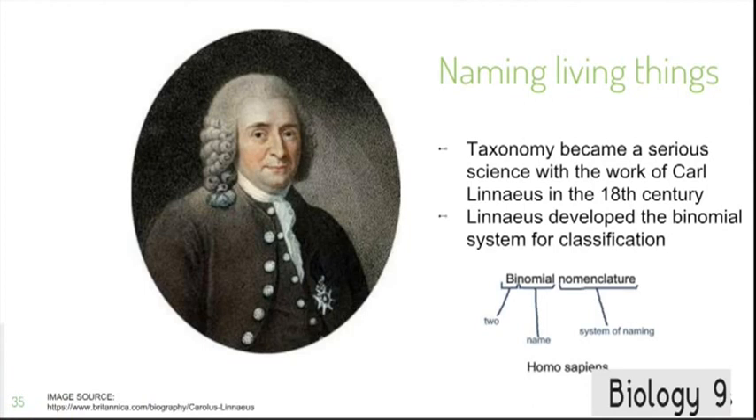Basically, he wanted to use Latin because it was spoken everywhere in the world, and it was the language of scholars everywhere. And he wanted this to be used more consistently everywhere. So binomial nomenclature means it's a two-name system of naming. And this is one example, Homo sapiens. All of the species have got two names.